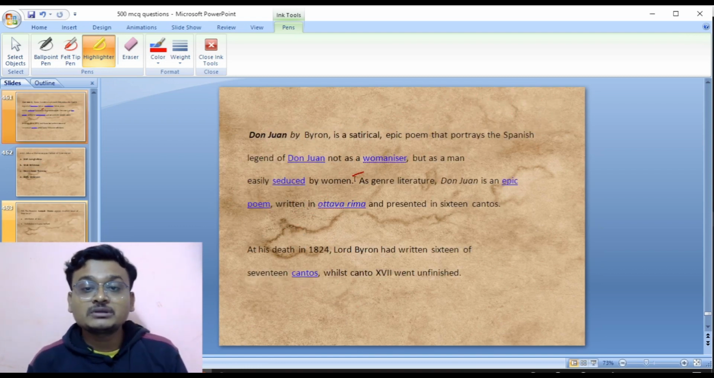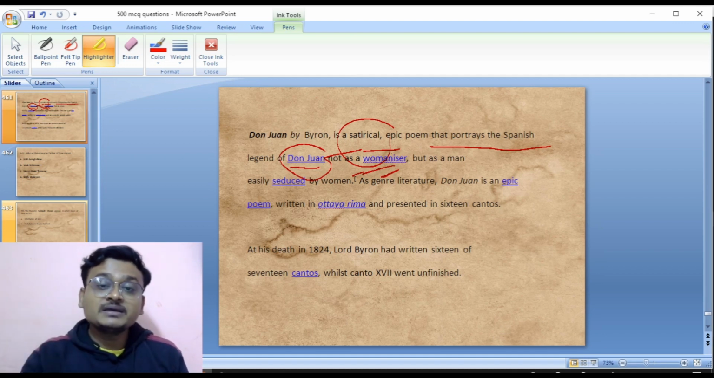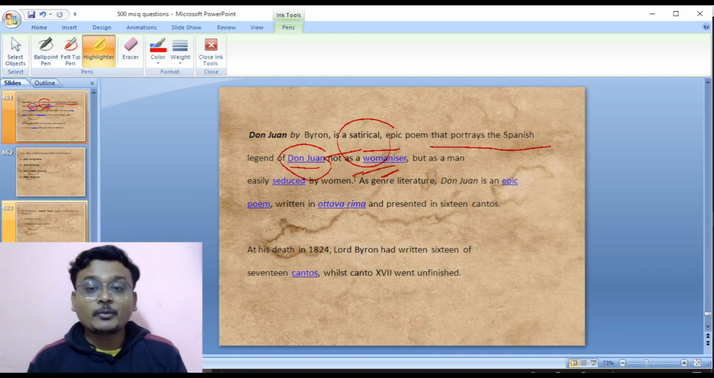Okay, Don Juan by Byron is a satirical epic poem that portrays the Spanish legend of Don Juan, who is actually a womanizer. But in this work, Don Juan is being seduced by women. So the opposite is portrayed here.